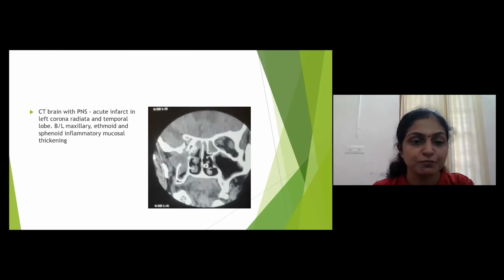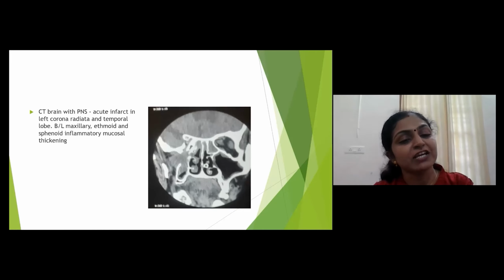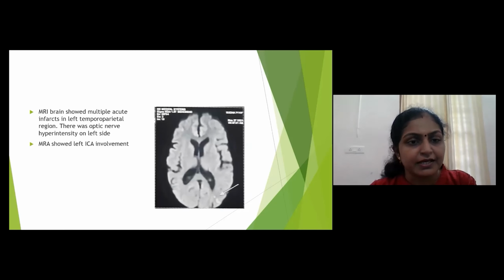CT brain with PNS was done, which showed an acute infarct in left corona radiata and temporal lobe, and bilateral maxillary, ethmoid, and sphenoid inflammatory mucosal thickening. MRI brain showed multiple acute infarcts in left temporoparietal region. There was optic nerve hyperintensity on left side, and MRA showed left internal carotid artery involvement. Here we can see an acute infarct.